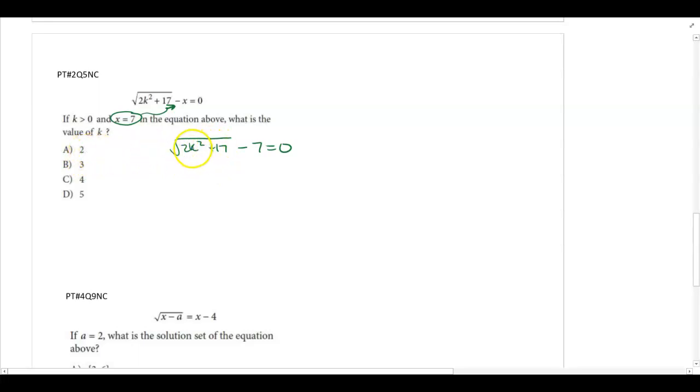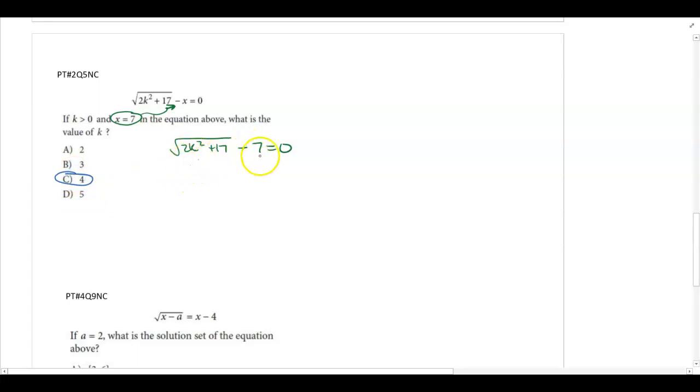If I put 2 in, 2 squared is 4 times 2 is 8 plus 17 is going to give you 25. Is the square root of 25 minus 7 going to give you 0? No. Now, 3 squared is 9. 2 times 9 is 18. 18 plus 17 is 35. You know that's not going to work, right? And then when I get down to it, 4 squared is 16. 16 times 2 is 32. 32 plus 17 is 49. The square root of 49 is 7. 7 minus 7 will give you 0. That would work. So you know 4 is your answer.